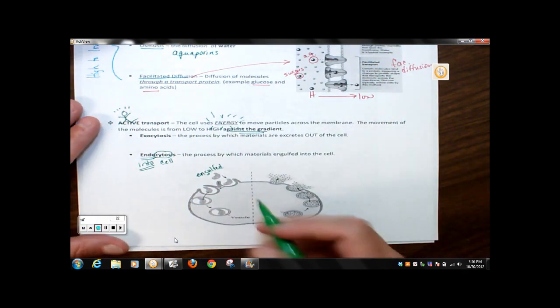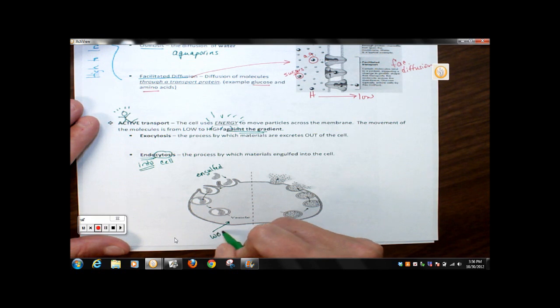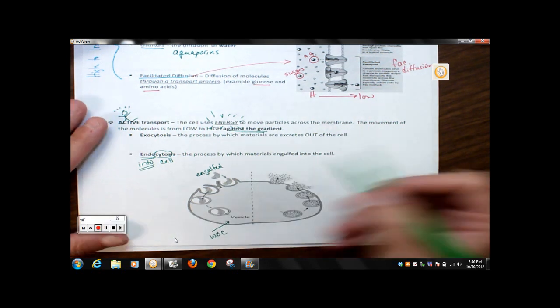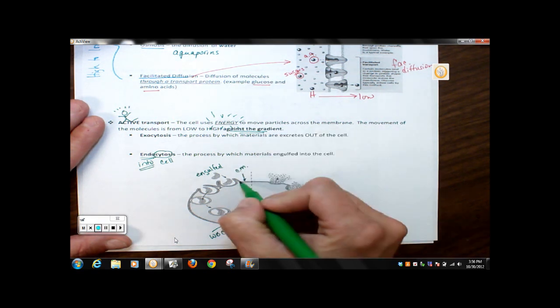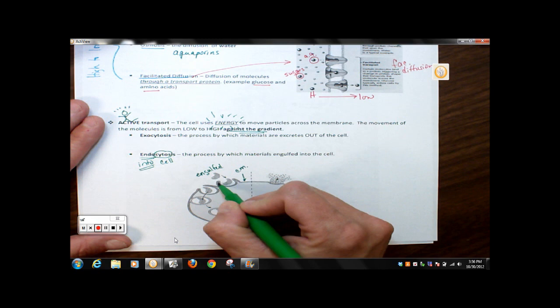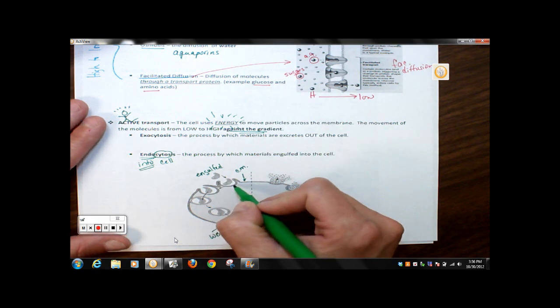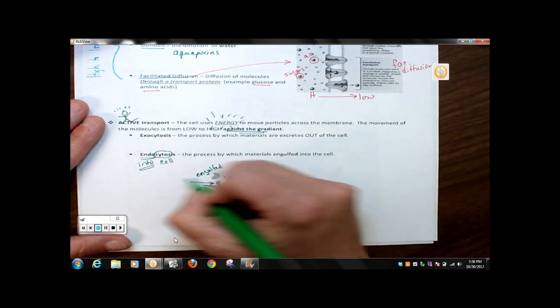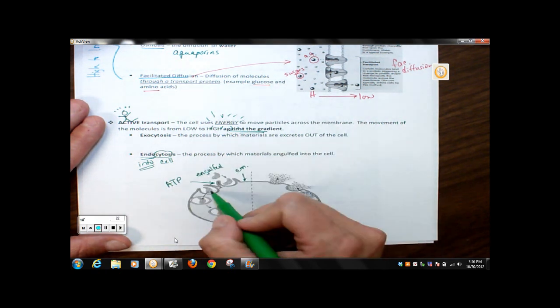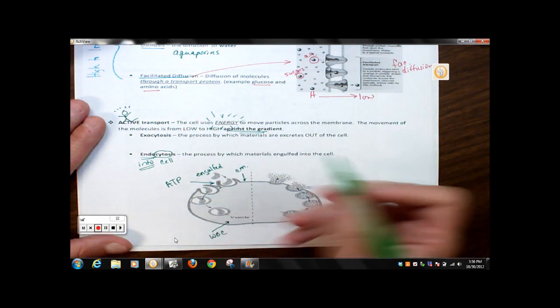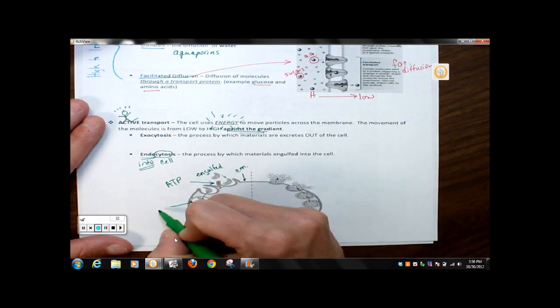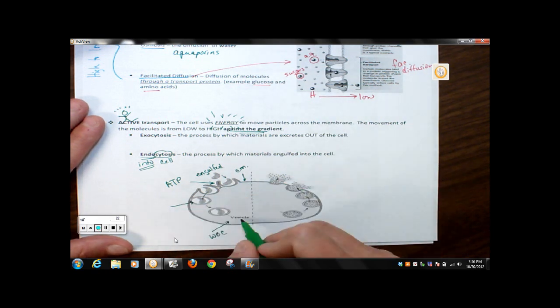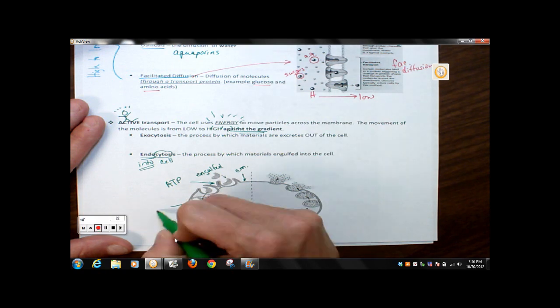So if this was a white blood cell, for example, and this white blood cell was surrounding this bacteria to eat it, you'll see that the cell membrane right here actually moves around the structure. So that is going to require a lot of ATP. Now as the membrane moves around the structure, it surrounds it completely. And so you see this structure right here, how it's got a membrane around it? So this little structure right here is called a vesicle.